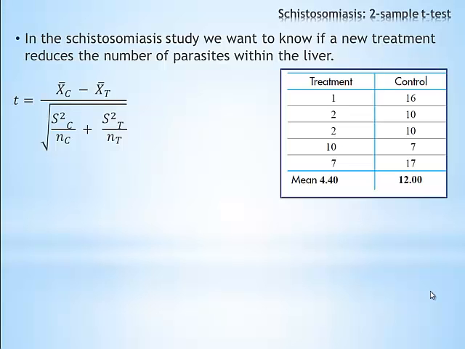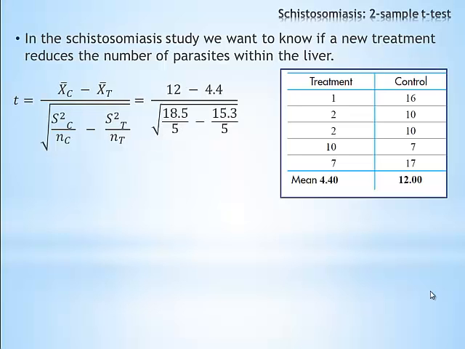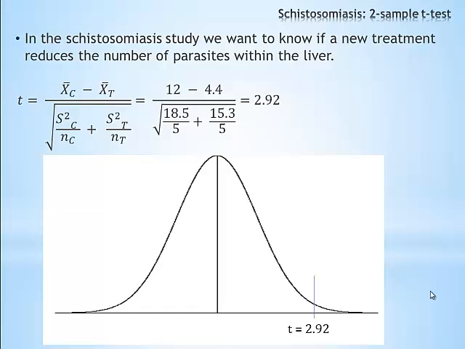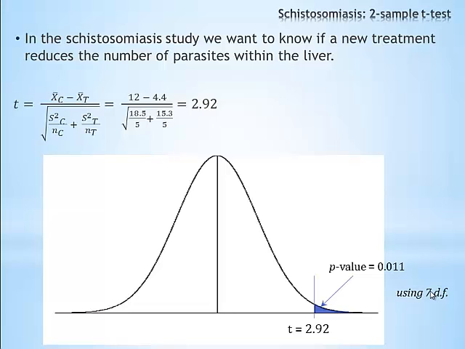We randomly assign mice to the treatment and the control, conduct the study, and gather data. We calculate summary statistics, such as the sample mean and the sample standard deviation of each group, and then we use those sample statistics to calculate a test statistic. In this example, we find the t-statistic to be 2.92. We then compare this test statistic to the theoretical t-distribution. So where does 2.92 fall in the t-distribution? We see that the probability of observing anything greater than 2.92 is only 1.1%, or 0.011.